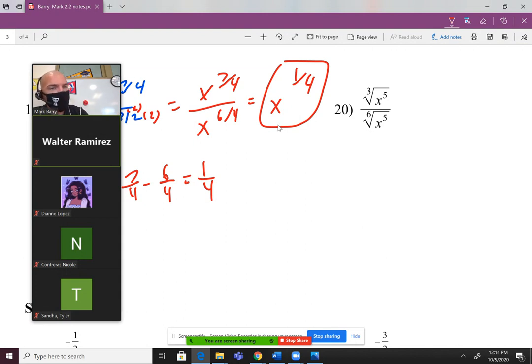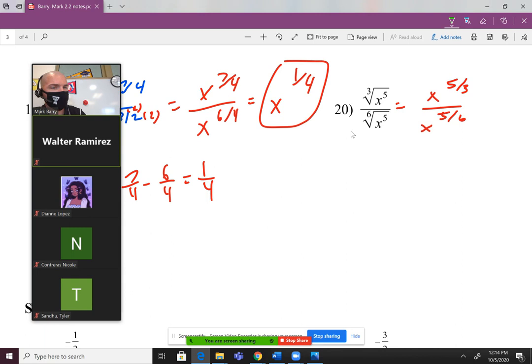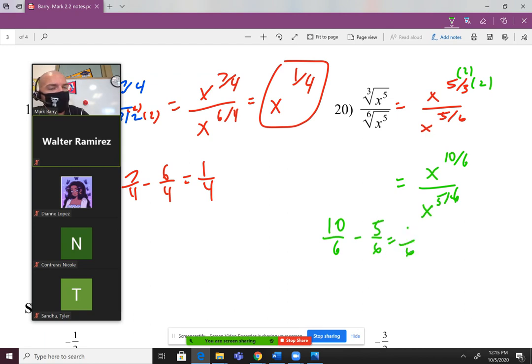All right, and one more here. Get x to the 5/3, x to the 5/6. I can turn the smaller one into the bigger one. x to the 10/6 over x to the 5/6. So once again, the top wins by 10, nope, by 5/6, excuse me.